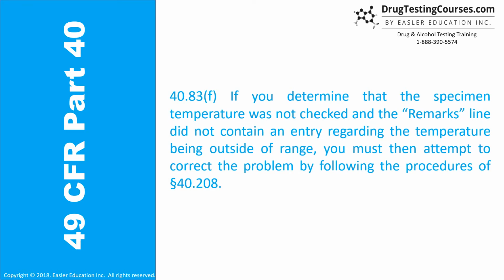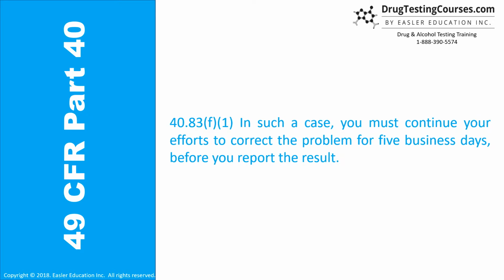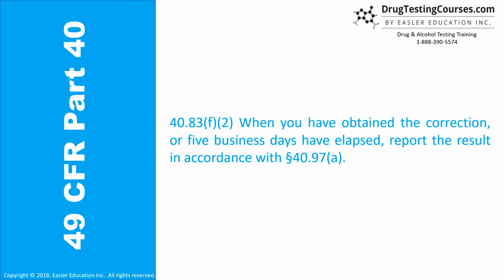40.83(f). If you determine that the specimen temperature is not checked and the remarks line did not contain an entry regarding the temperature being outside of range, you must then attempt to correct the problem by following the procedures of section 40.208. 40.83(f)(1). In such a case, you must continue your efforts to correct the problem for 5 business days before you report the result. 40.83(f)(2). When you have obtained the correction or 5 business days have elapsed, report the result in accordance with section 40.97(a).